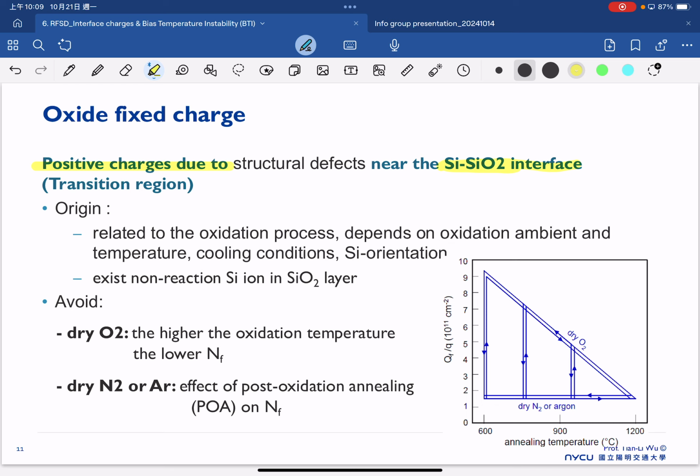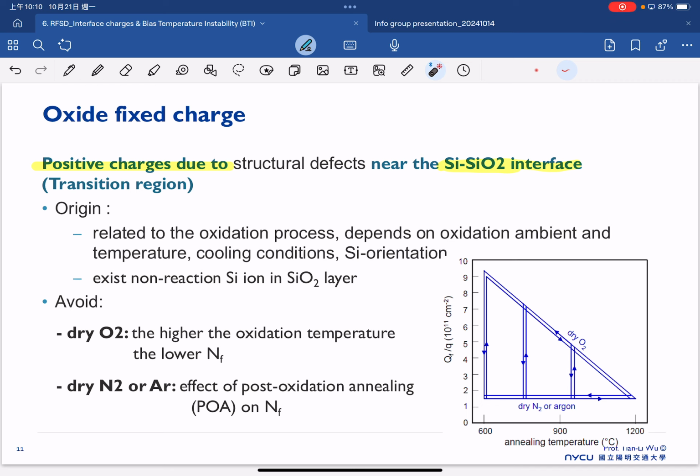Of course, this oxidation process depends on the oxidation ambient, temperature, and cooling condition. So we might see a structural transition between silicon and silicon dioxide. There is also a chance that non-reacted silicon ions exist in the SiO2 layer, which will cause this fixed oxide charge here.